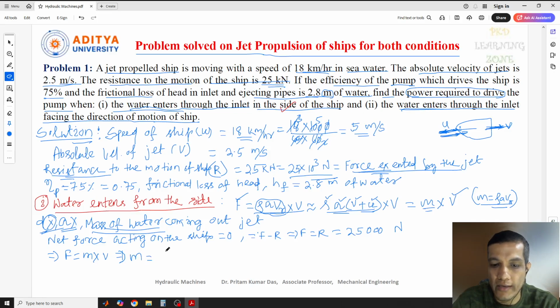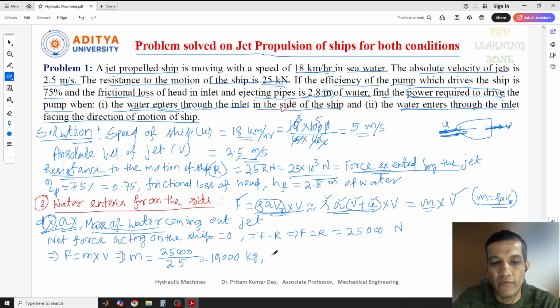So for the mass of water, force equal to how much? 25,000, divided by the value of V. V is given, the velocity of the jet is given, 2.5 meter per second. Now if I calculate this, we get something like 10,000. So this much kg mass of water.